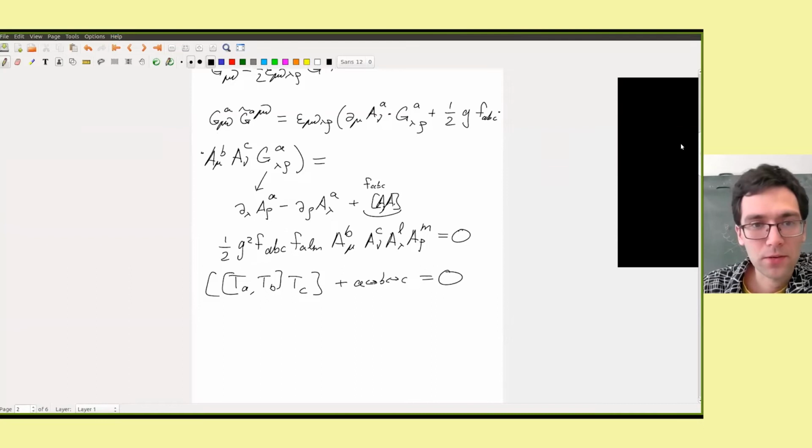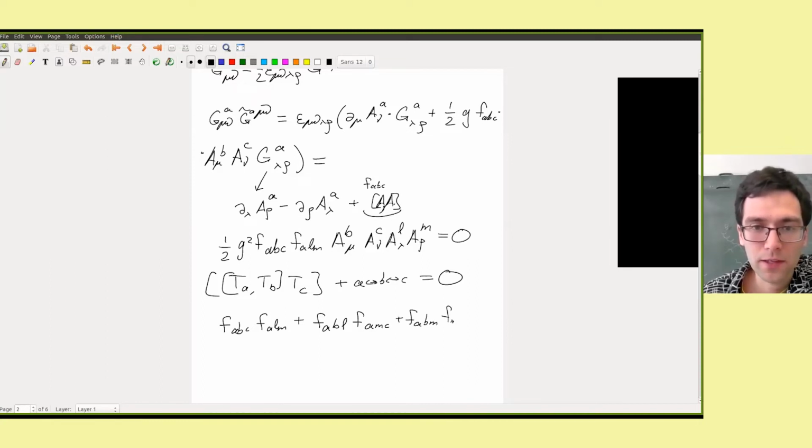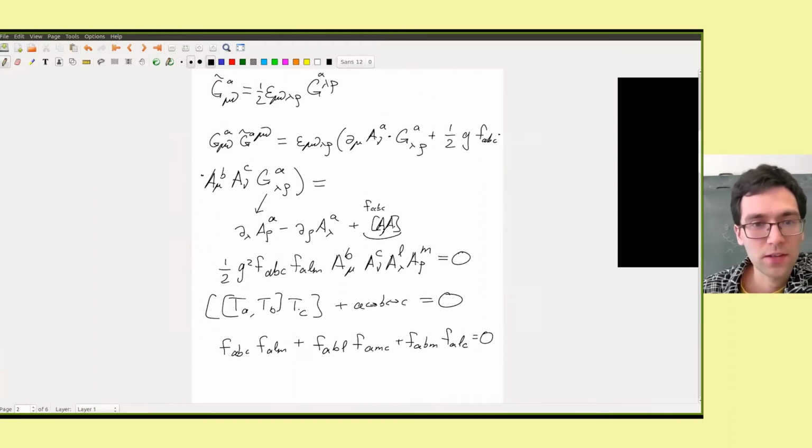Okay. And so the structure constants are themselves generators of the adjoint representation. So we will have here F ABC F ALM plus F ABL F AMC plus F ABM F ALC equals 0. So actually what I did is just that if we choose the pairs from these 4 indices BC LM, and we sum over all the combinations, we get 0. So this is just the Jacobi identity written in the adjoint representation.